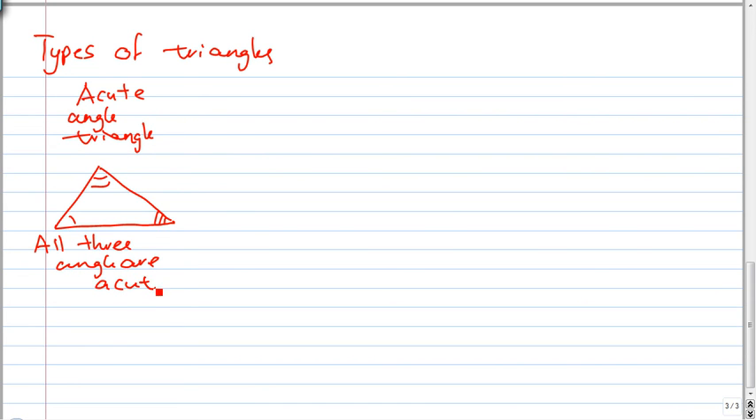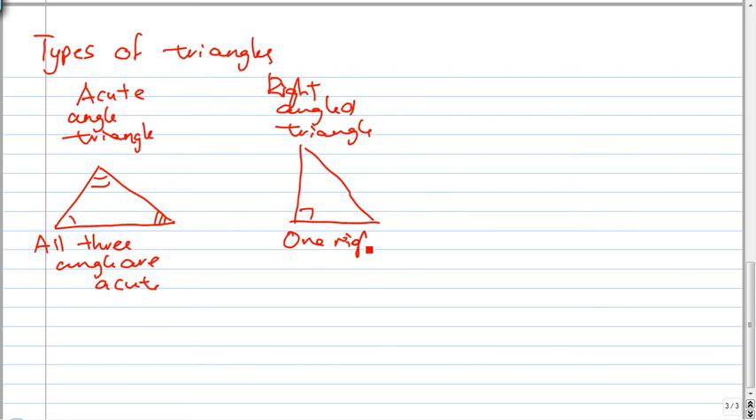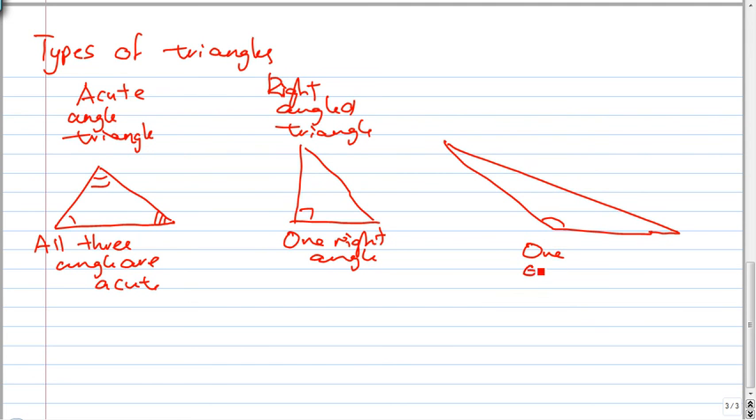And you've got your right angled triangle. This is a right angled triangle, with one right angle here. And you have got your obtuse triangle. You've got one obtuse angle, which is greater than 90 but less than 180 degrees. So you call this the obtuse angled triangle.